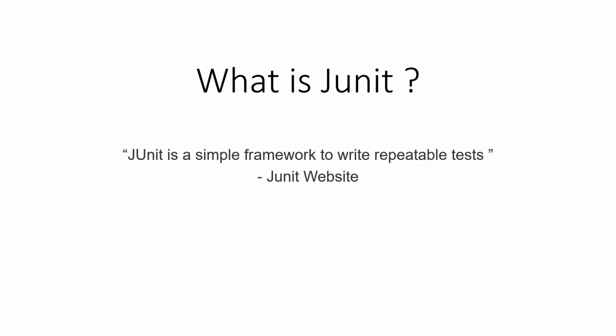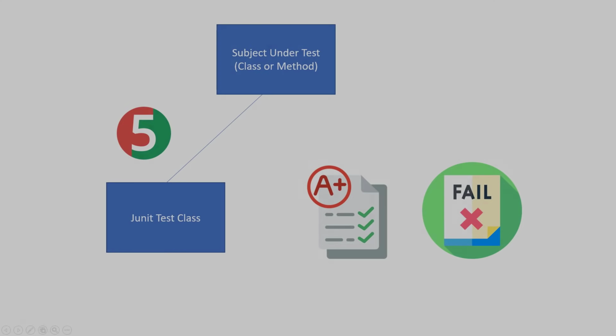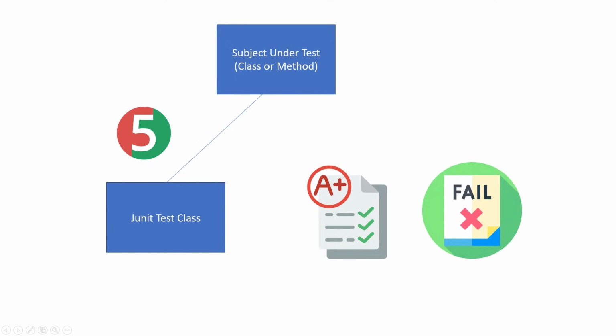So what is JUnit? According to the JUnit website, it is a simple open source framework to write and run repeatable tests. JUnit provides a simple API to test our Java applications. The class or method we want to test is usually called the subject under test. So to write a test, we simply create a Java test class and use the JUnit API to make some assumptions towards the behavior of the subject under test. And then JUnit verifies whether these assumptions are correct or not by either passing or failing the tests.